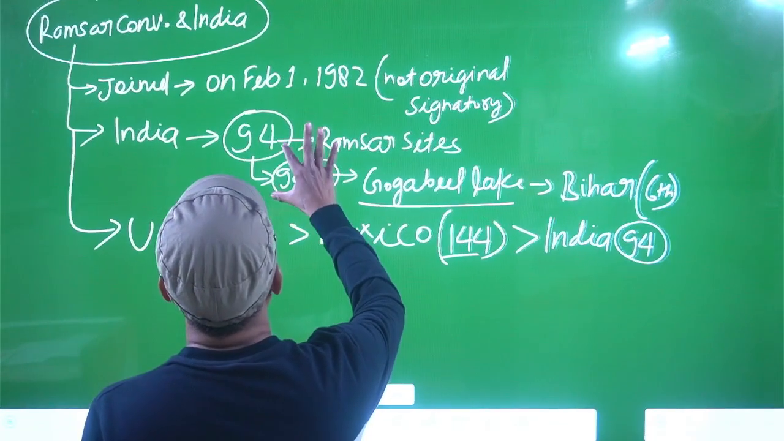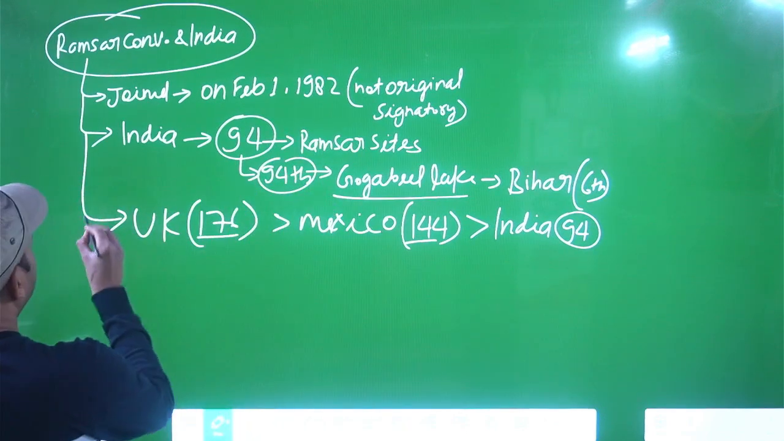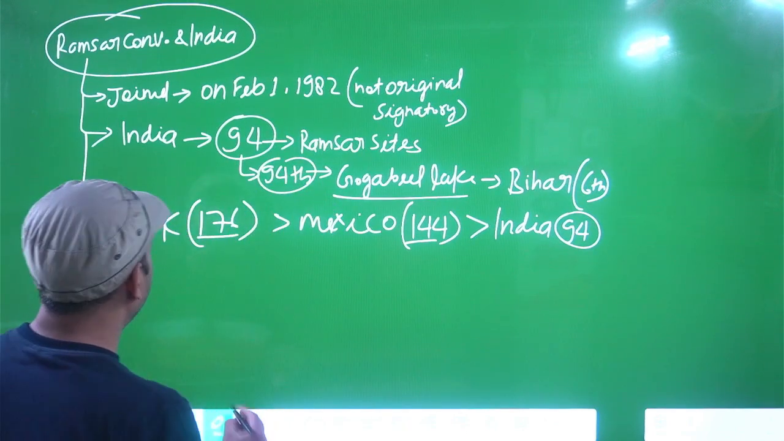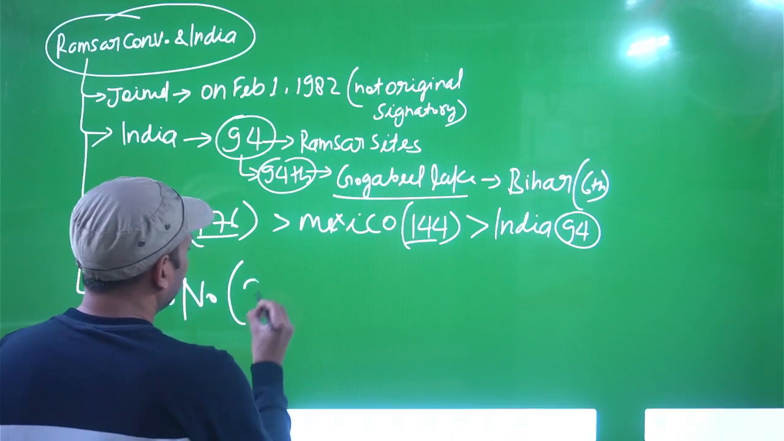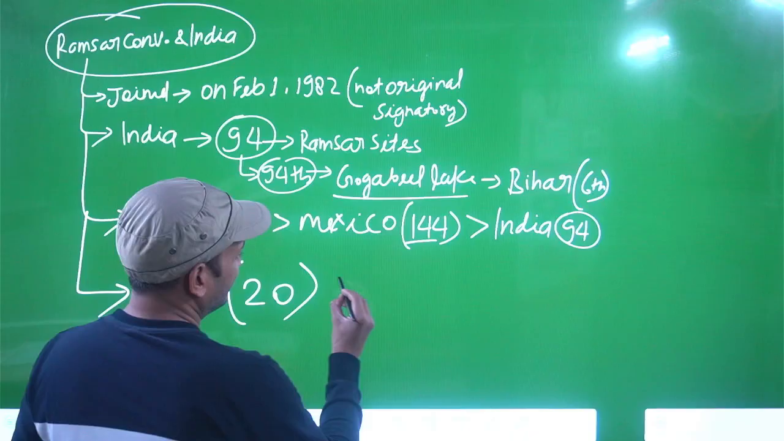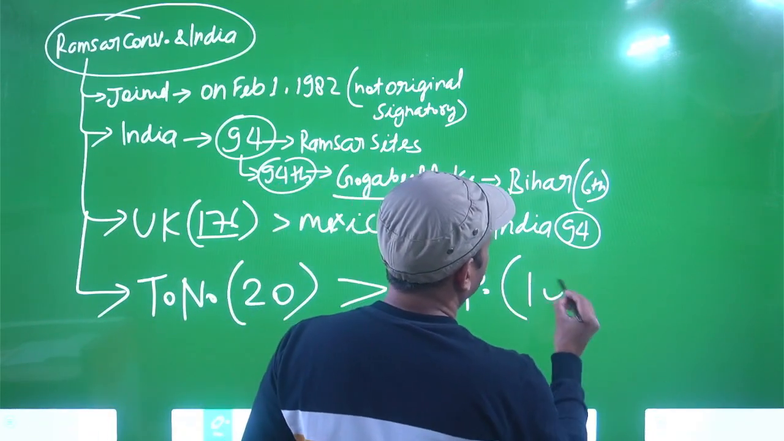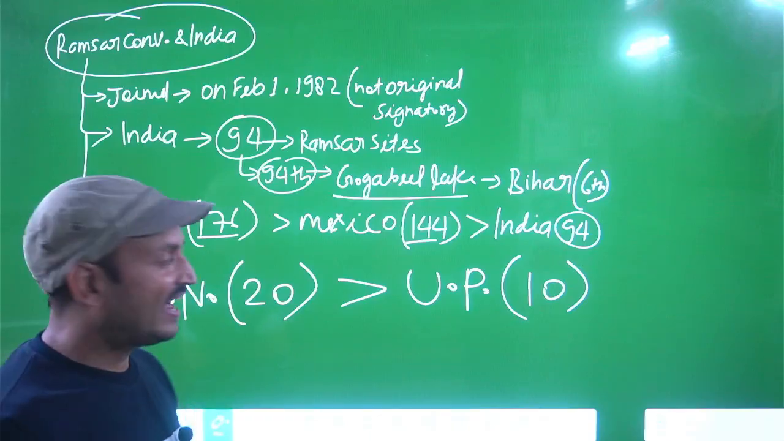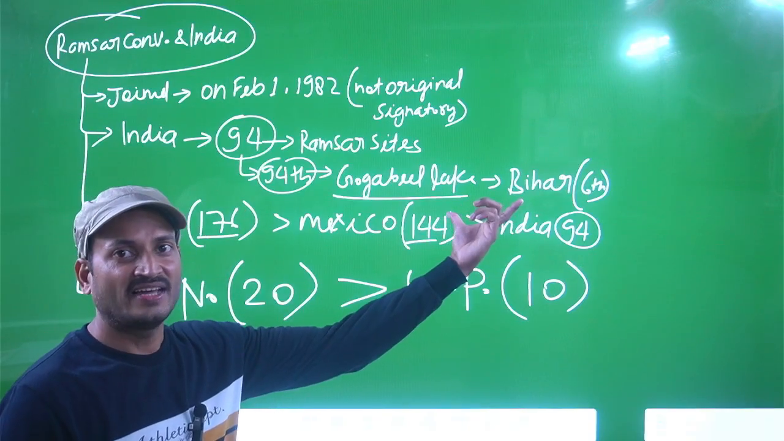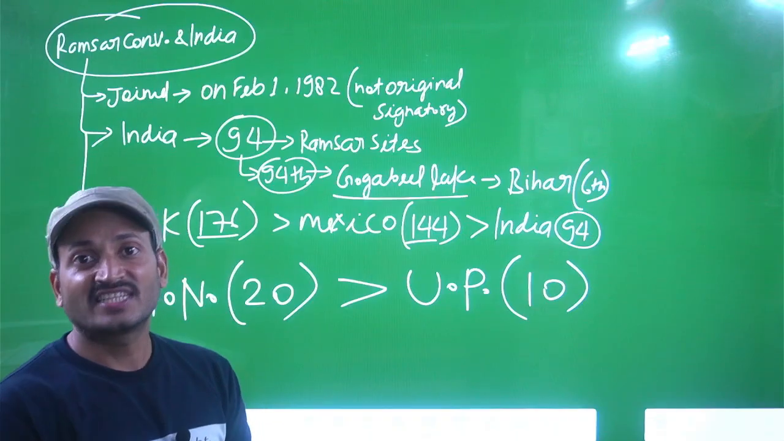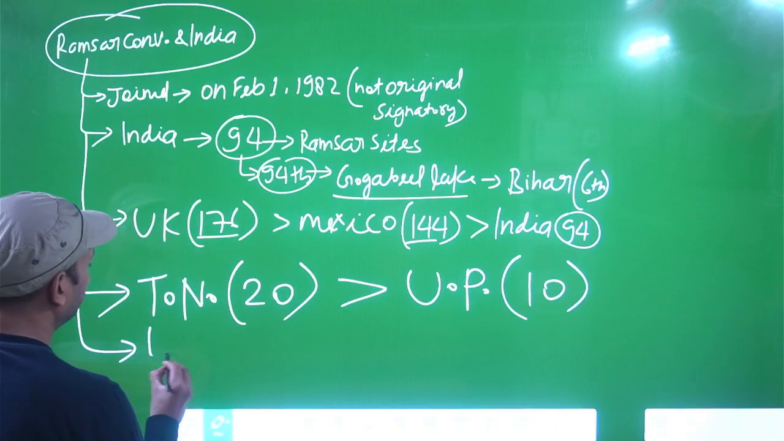The next important thing here is that the states with the largest number of Ramsar sites in India: Tamil Nadu with 20 Ramsar sites, then Uttar Pradesh with 10 Ramsar sites, and then after this latest entry in Bihar, Bihar is in the third place with 6 Ramsar sites.